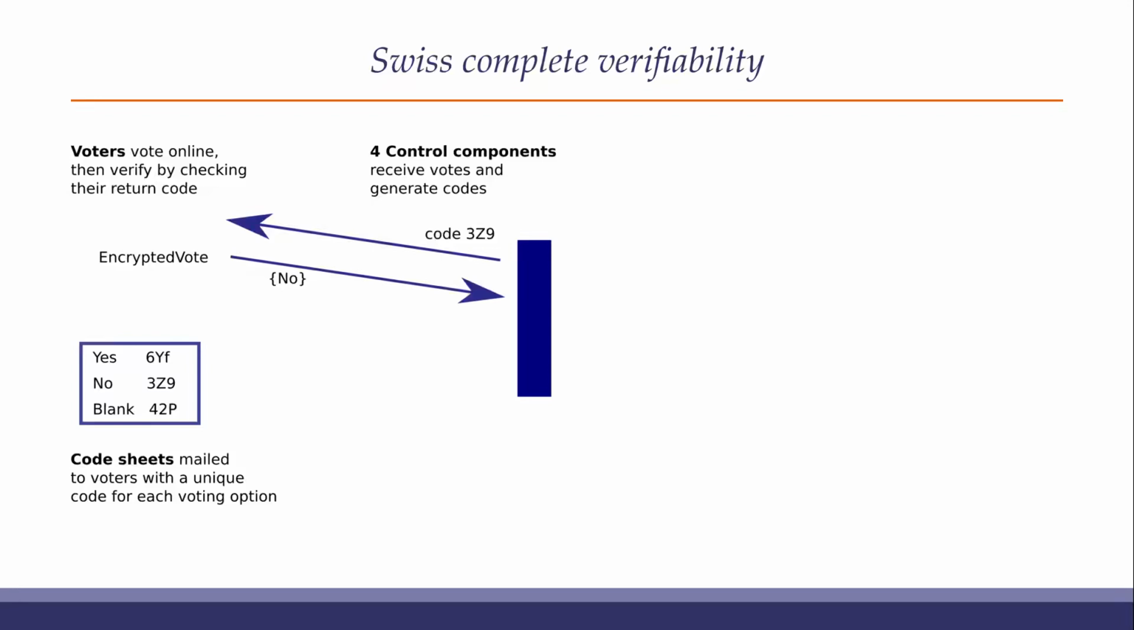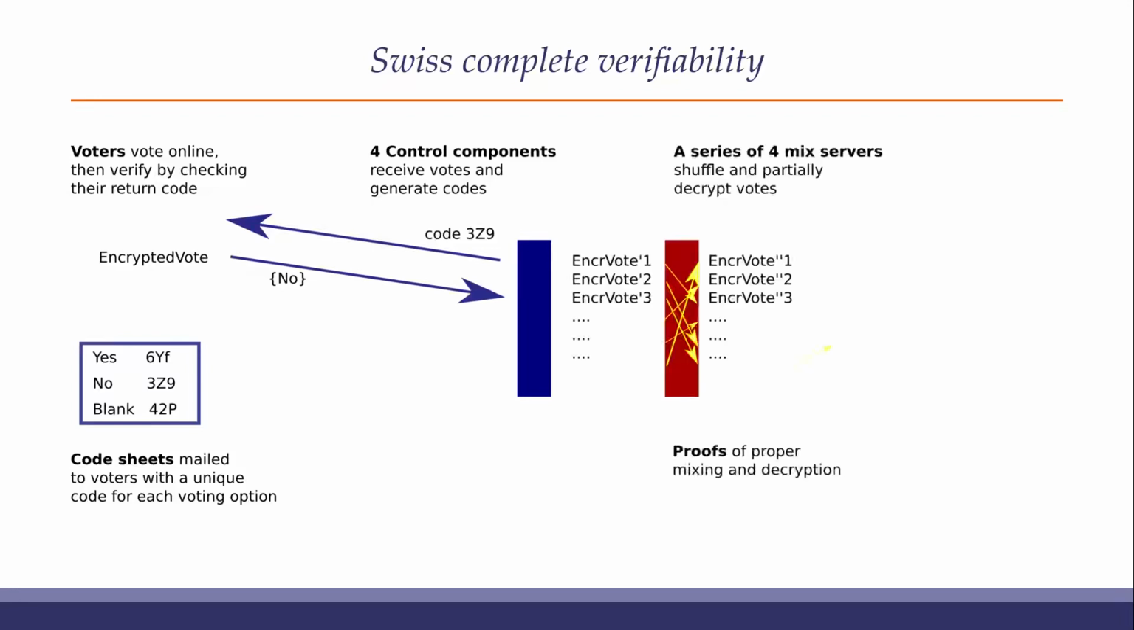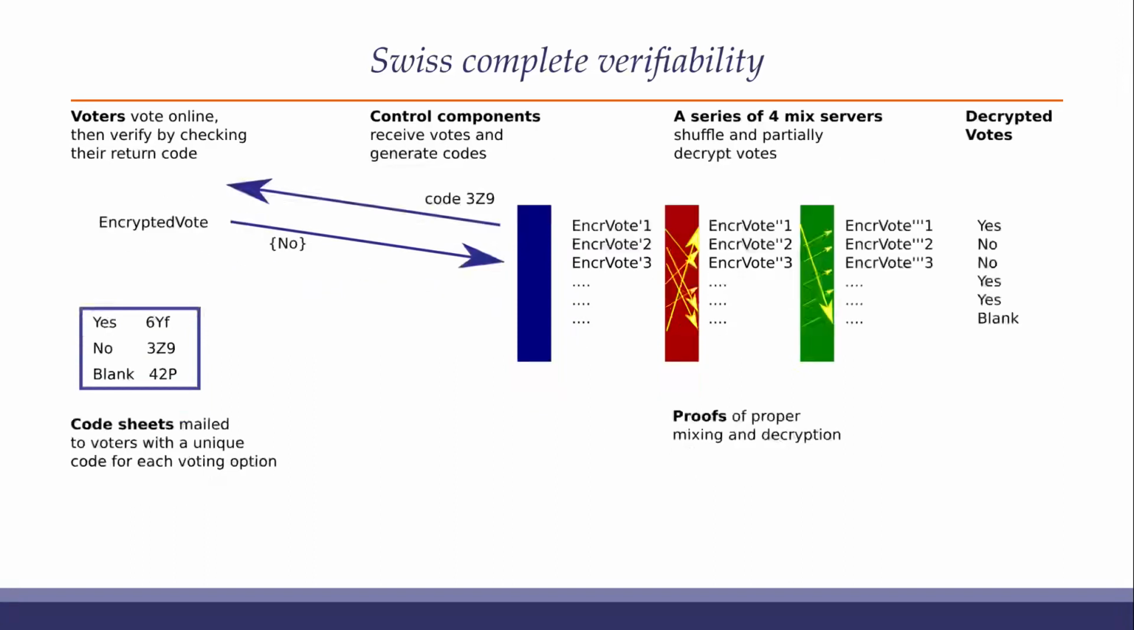After receiving all the votes, the control components pass the encrypted votes on to a series of mixed servers. There are really 4, but only 2 of them fitted on my slide, but you get the idea. These mixed servers shuffle the votes, and they decrypt them in part as they go. Now, it's critically important that none of these back-end components can alter, drop, or add their own votes. So the mixing servers provide proofs that they mixed and decrypted the votes honestly without changing them. And that's the subject of this talk.